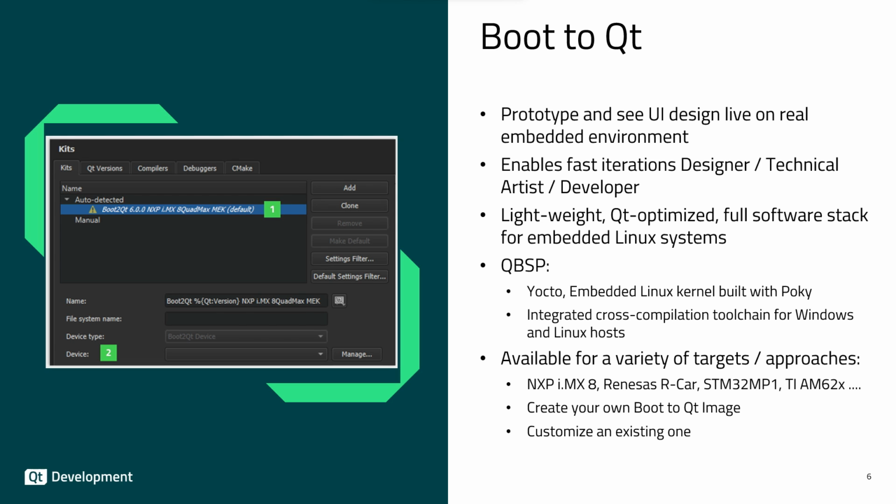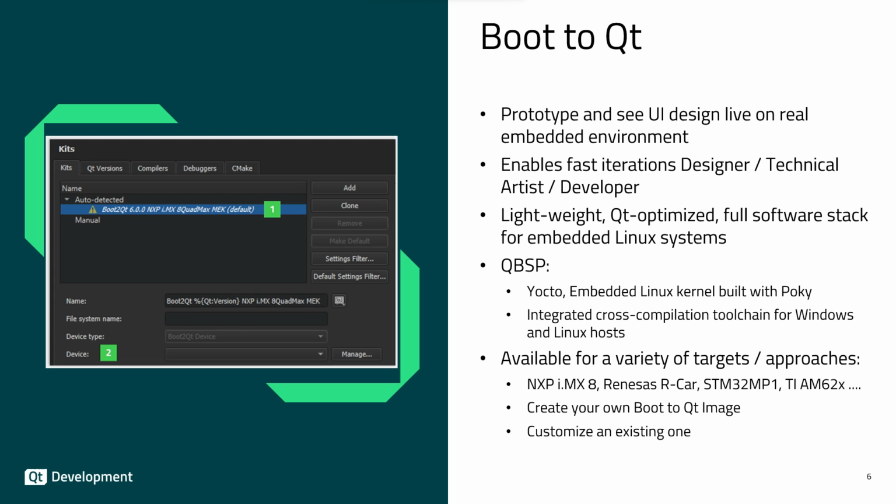Boot to Qt are pre-built embedded Linux images for a range of reference platforms such as i.MX8, NVIDIA Jetson AGX, TI AM62 and Raspberry Pi 4, just to name a few. You can find the full list of supported hardware in our documentation online.